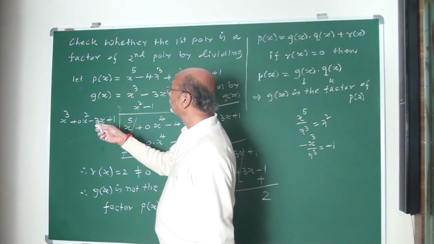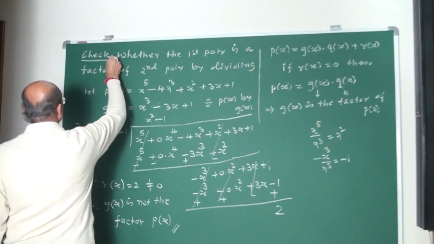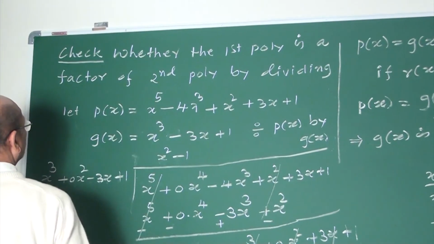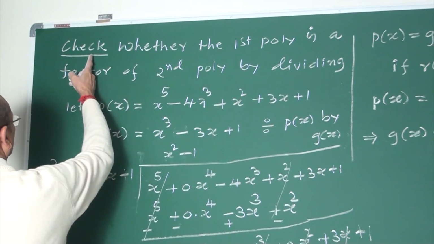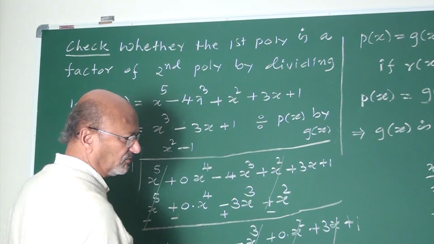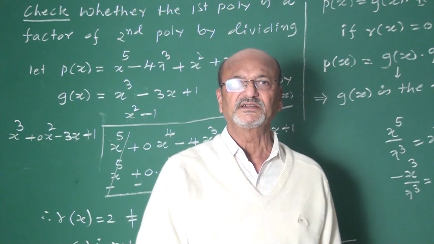Therefore, we are using the word here, check. You have to check. We have checked it. It is a factor, we have checked it. It is not a factor, not a factor. Therefore, here the word is check. Is it a factor? Otherwise, not a factor. Yes, my friends, this is the second sample.